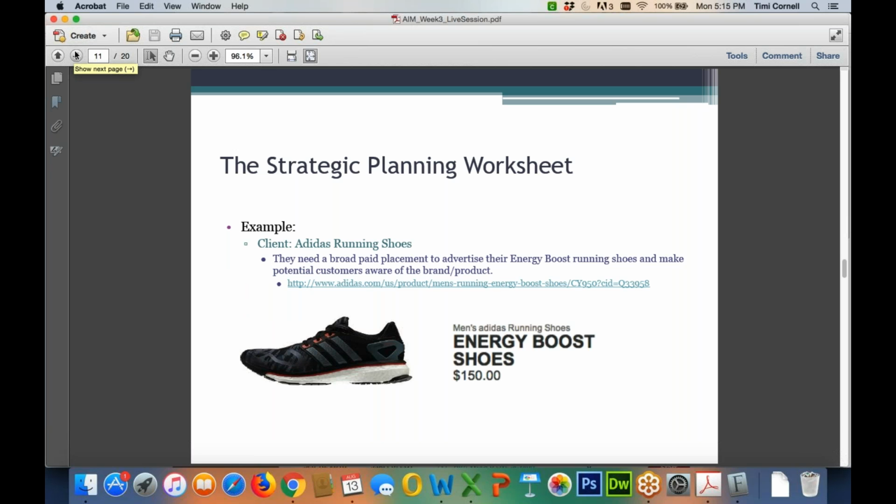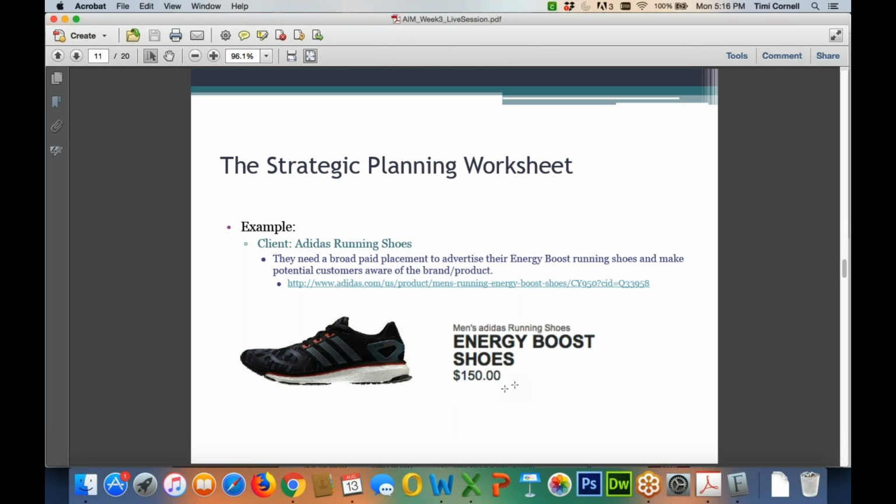And I created an example just to help illustrate how to use the worksheet and to do some of the research we need for the IMAP Part 3. My client here is Adidas Running Shoes, and they need a broad paid placement to advertise their Energy Boost brand and to make more potential customers aware that the brand and the product even exists. So here is an example of what the product looks like.